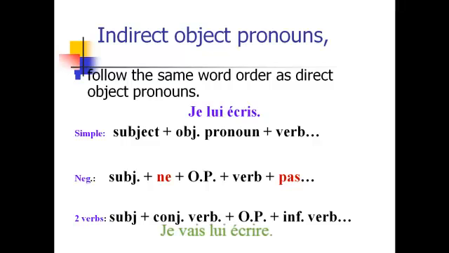Also, just an FYI for you, if you wanted to make that sentence negative, just a little bit more complicated, ne and pas will go around the conjugated verb. So to make the sentence, I'm going to write to him, a negative sentence, it would be je ne vais pas lui écrire. Very, very complicated. It takes a lot of practice to get used to that.